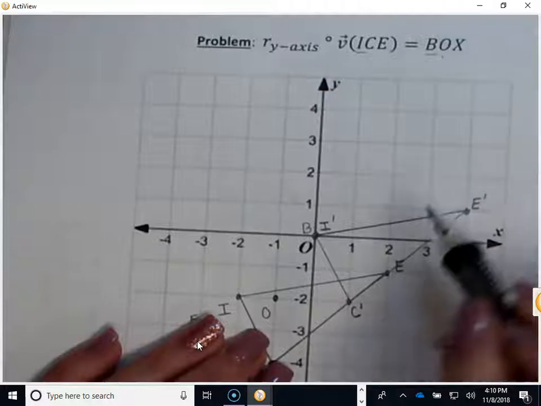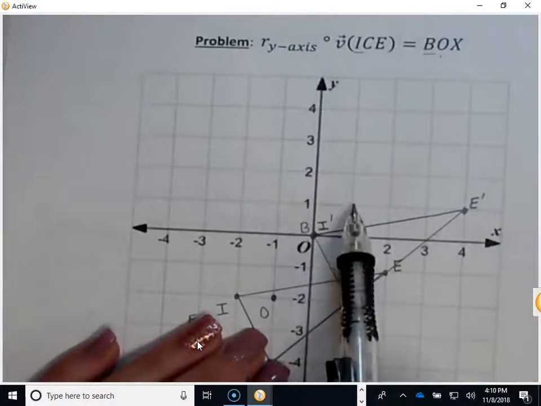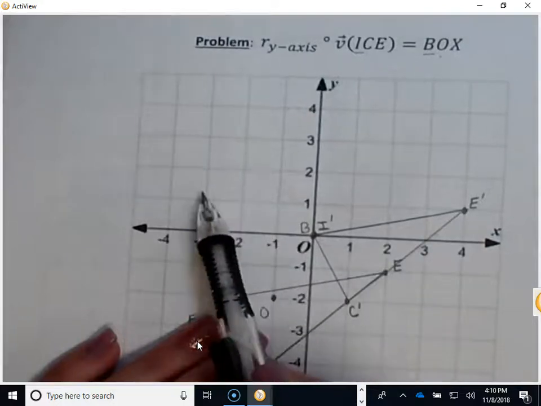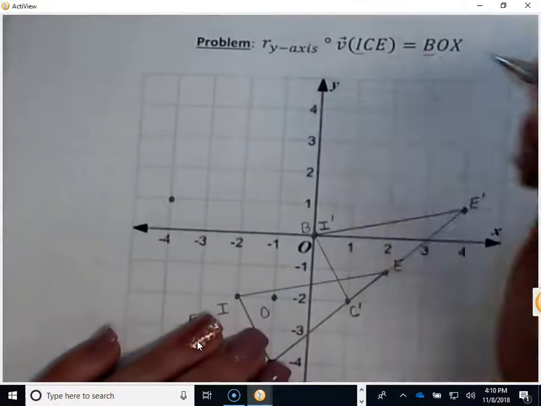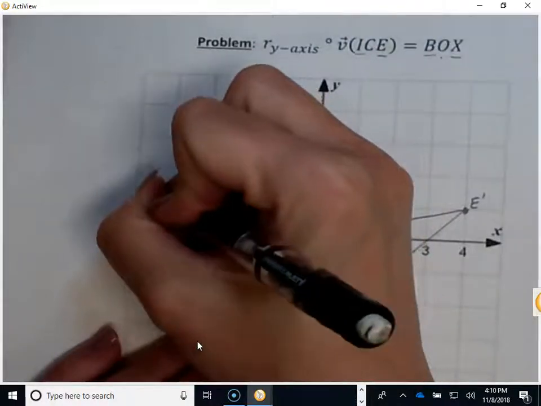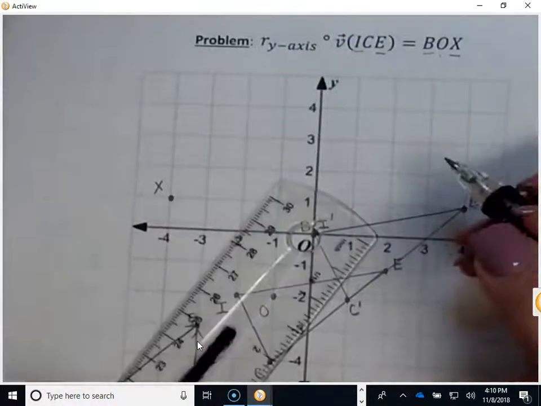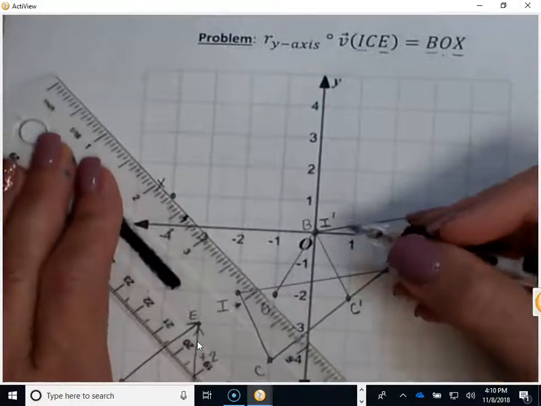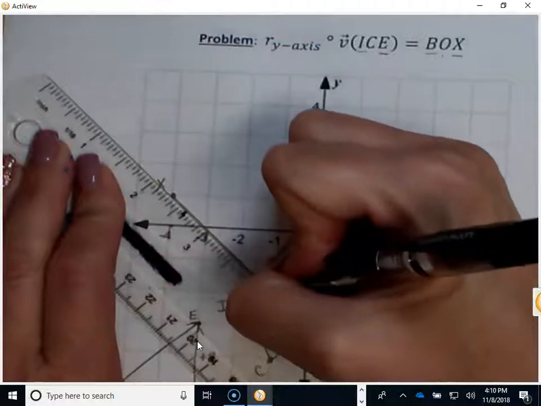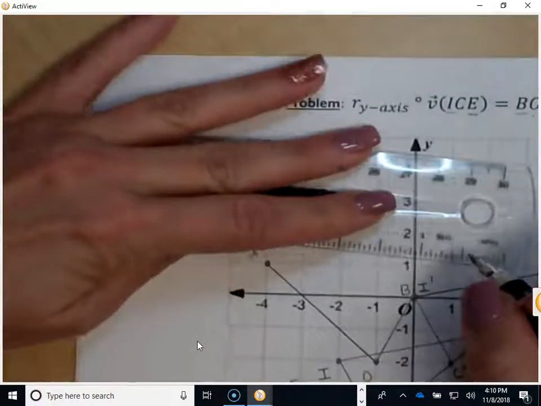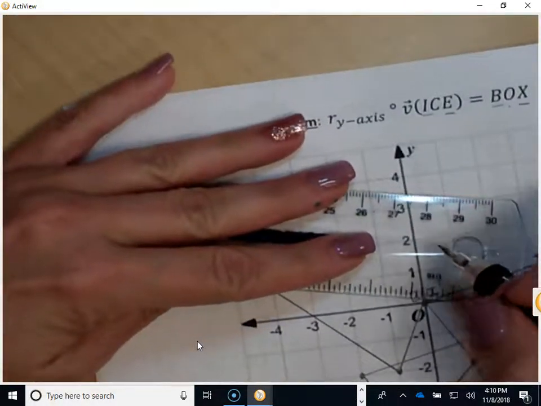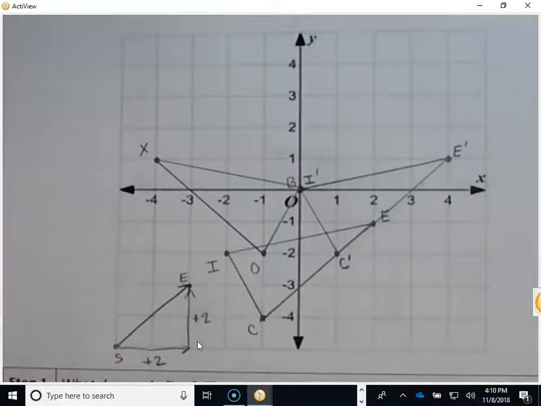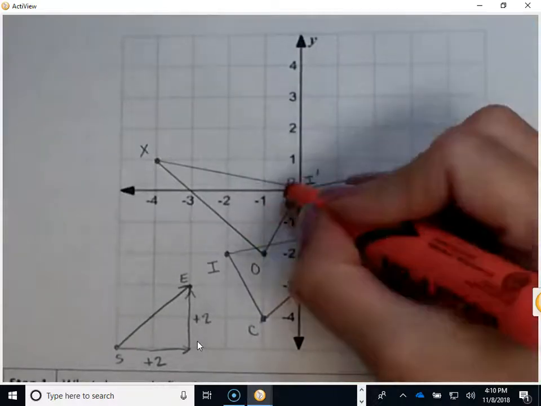And then E is to the right 1, 2, 3, 4 from the y-axis, so we go to the left from the y-axis, 1, 2, 3, 4. And that will be our letter E became X, so we label that one X. So you connect the letters B, O, and X, spelling box, and then highlight that image. Use your ruler so it's nice and neat and pretty. Highlight it so we know that's our image.